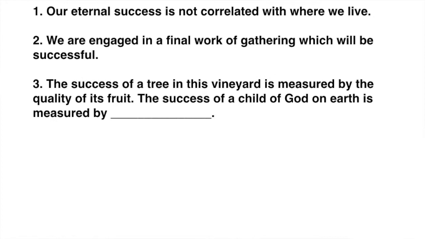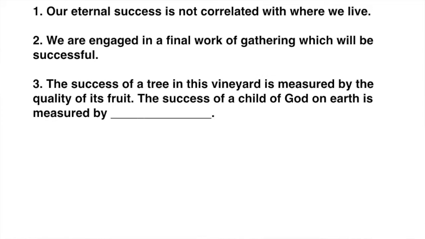In one way, this master seems kind of impatient. On the other hand, he keeps saying, it grieveth me, and he's worked so hard. But the success of a tree in this vineyard is measured by the quality of its fruit. If that tree is like us, the success of a child of God on earth is measured by what? How might you fill in that blank?